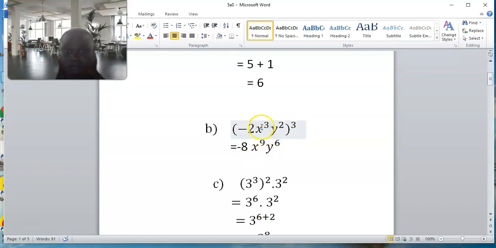Then x exponent 3 times 3, because we have 3 here, so it's going to be x exponent 3 times 3. So 3 times 3 is going to give us what? 9. So all is going to give you x exponent 9. Then this side is also going to be y exponent 2 times 3, which is going to give us what? y exponent 6, because 2 times 3 is 6.